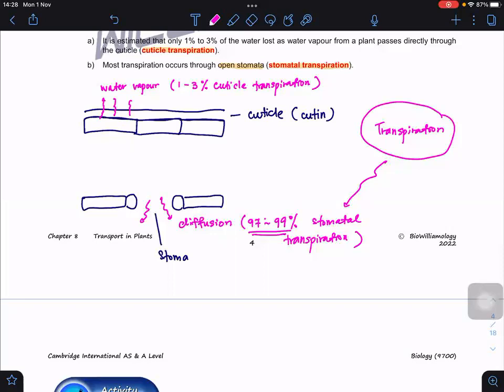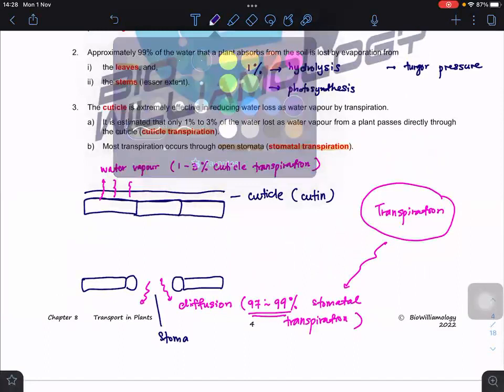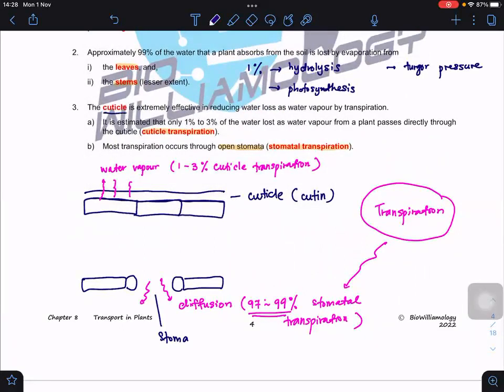When you answer the question, you have to understand that the cuticle can only reduce the water loss. Because with the presence of the cuticle we can reduce the water loss as water vapor by cuticular transpiration. If there were no cuticle, it would be even worse. Are you clear? Without the cuticle, it may increase to 50% from the surface of the upper epidermal cells.